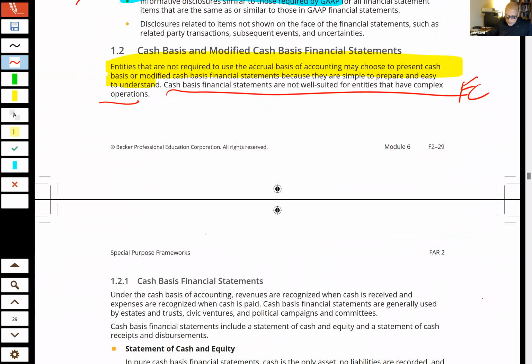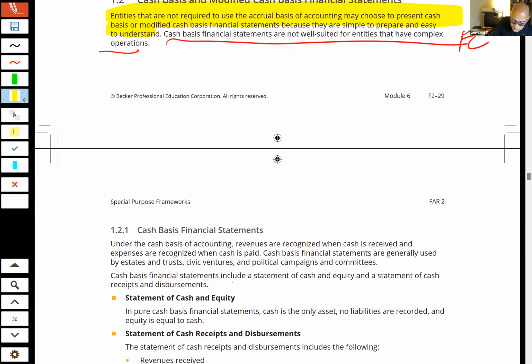Under the cash basis of accounting, revenues are recognized when cash is received, and expenses are recognized when cash is paid. When I'm teaching introductory, I'm trying to beat that out of the minds of my students. No, just because you receive cash doesn't mean you recognize revenue; you recognize it when you've earned the revenue. When the expense is incurred, you take the expense. Well, now we're saying, forget that for a set of cash basis statements. And again, generally used by estates and trusts. I have a former student who's a controller at a trust, and she tells me, John, I can't remember my accrual accounting anymore because we use cash basis all the time.